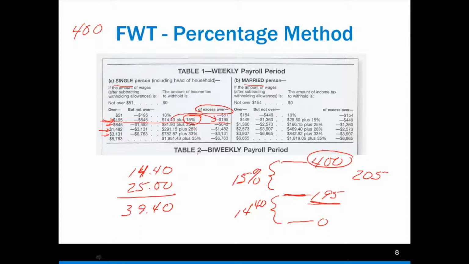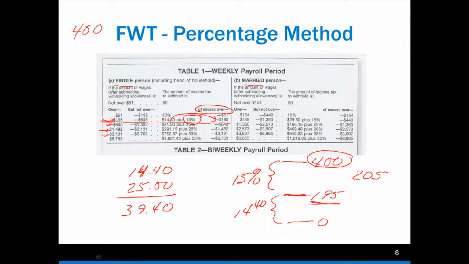I hope you understood that. A quick recap: I look in the column over 195. Since I'm not over 645, I use the 195 row, I'm sorry. It says I'm not over the 645, so I know I'm on this line.